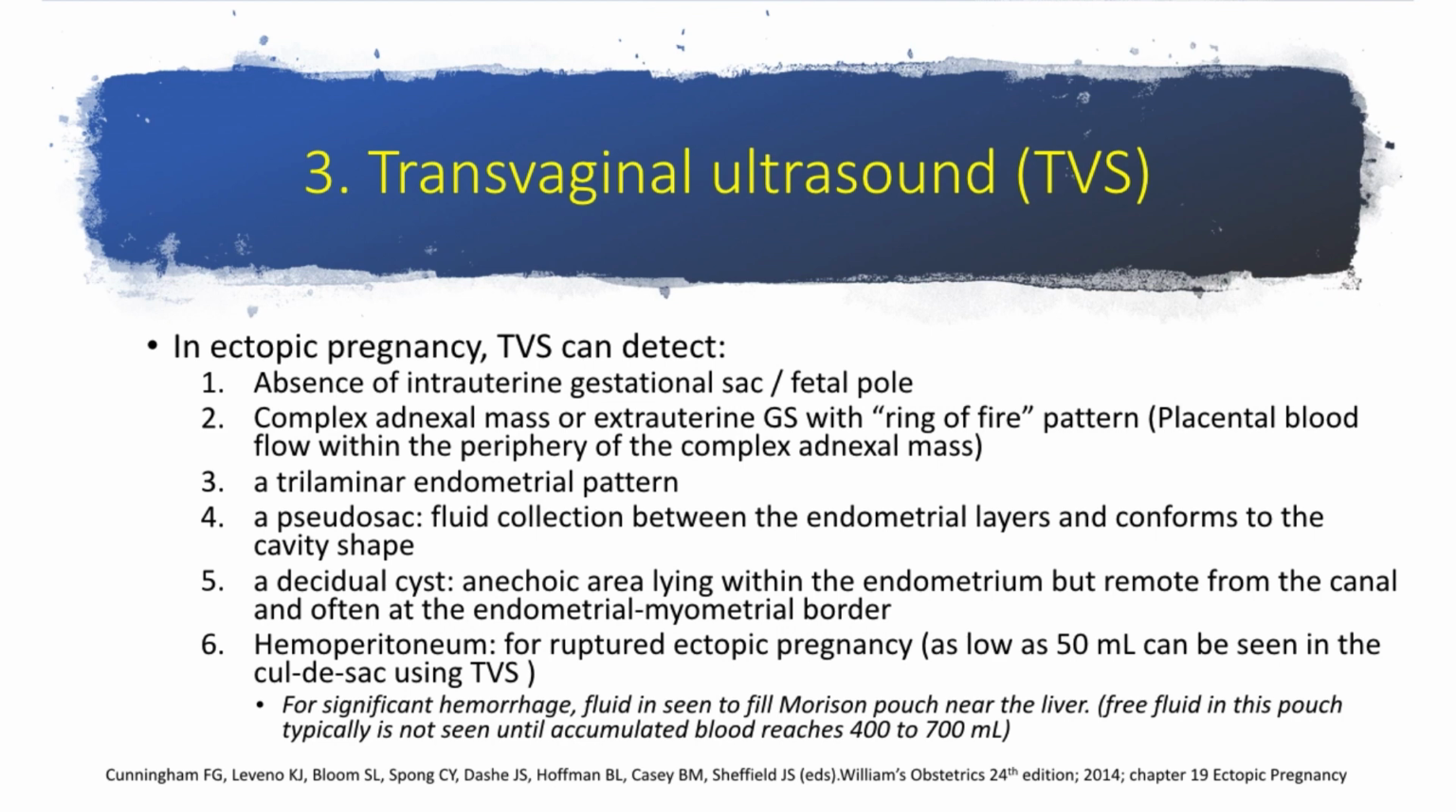A decidual cyst, which is an anechoic area lying within the endometrium but remote from the canal and often at the endometrial myometrial border. And also it can detect hemoperitoneum, especially in cases of ruptured ectopic pregnancy. As little as 50 ml can be seen in the cul-de-sac using transvaginal ultrasound.